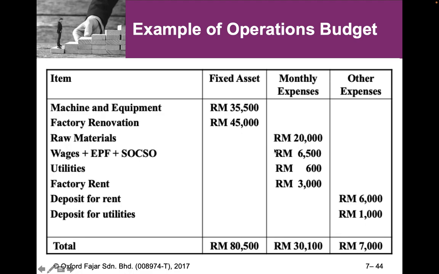So this is an example of an operation budget. Machine falls under fixed asset, and renovation also falls under fixed asset. So you put the figure here under the fixed asset. And then raw material, wages, utilities, and also rental of the factory fall under monthly expenses, because the business needs to pay it monthly. And the deposit of rent and utilities fall under other expenses, because these are not monthly expenses. So we put it under other expenses.